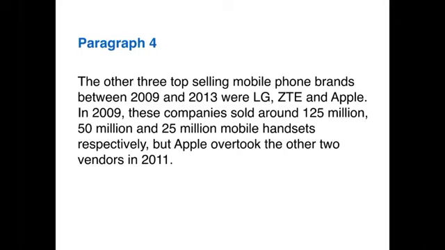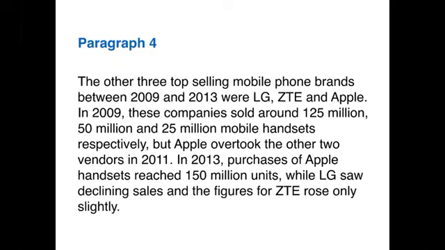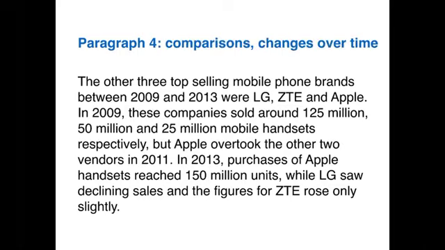Next sentence. In 2013, purchases of Apple handsets reached 150 million units, while LG saw declining sales and the figures for ZTE rose only slightly. That's the paragraph finished. I've written 3 sentences there as usual. Let's have a look at the language for comparisons and changes over time like we did for paragraph 3.